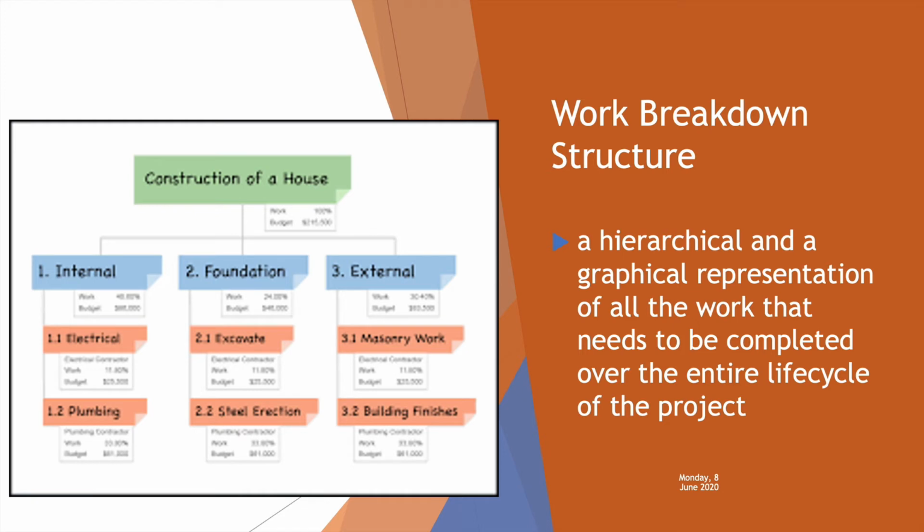Work breakdown structure, it's just like an org chart. A hierarchical and graphical representation of all the work that needs to be completed over the entire life cycle of the project. Now, depending upon what project management methodology you're following, this will be done to a greater or lesser degree at the beginning of the project. If it's agile, it's done at a high level. It's still done, but a lot of the detail will be captured later in an agile project. In a waterfall project or a plan-based project, you'll put a lot more effort in up front.